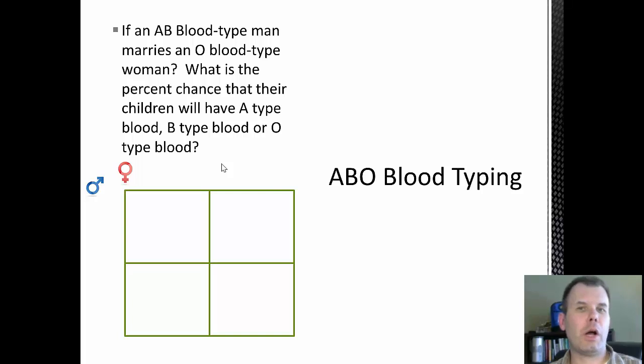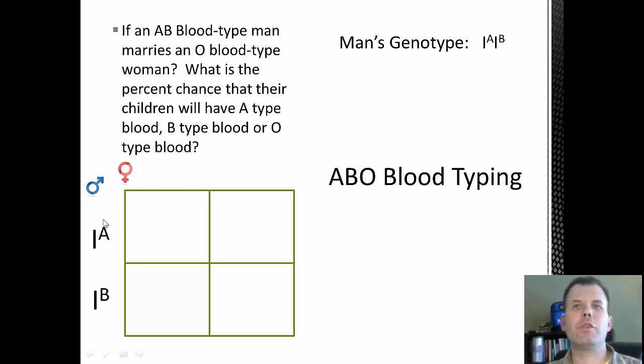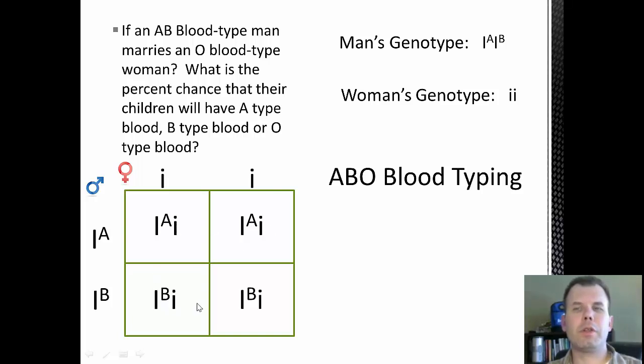The first thing you want to do is figure out what the genotypes are. We know the phenotypes because the man has AB blood and the woman has O. The man's is pretty easy because the only genotype he can have is big I A with big I B, because he has AB-type blood. His will go on the side. The woman, who is O-type blood, is also easy: little i, little i, and we put that on the top. Now you just do it like a normal monohybrid. You have the big A with the little i, the big A with the little i, and then the big B with the little i and the big B with the little i. Simple, just like the monohybrids.